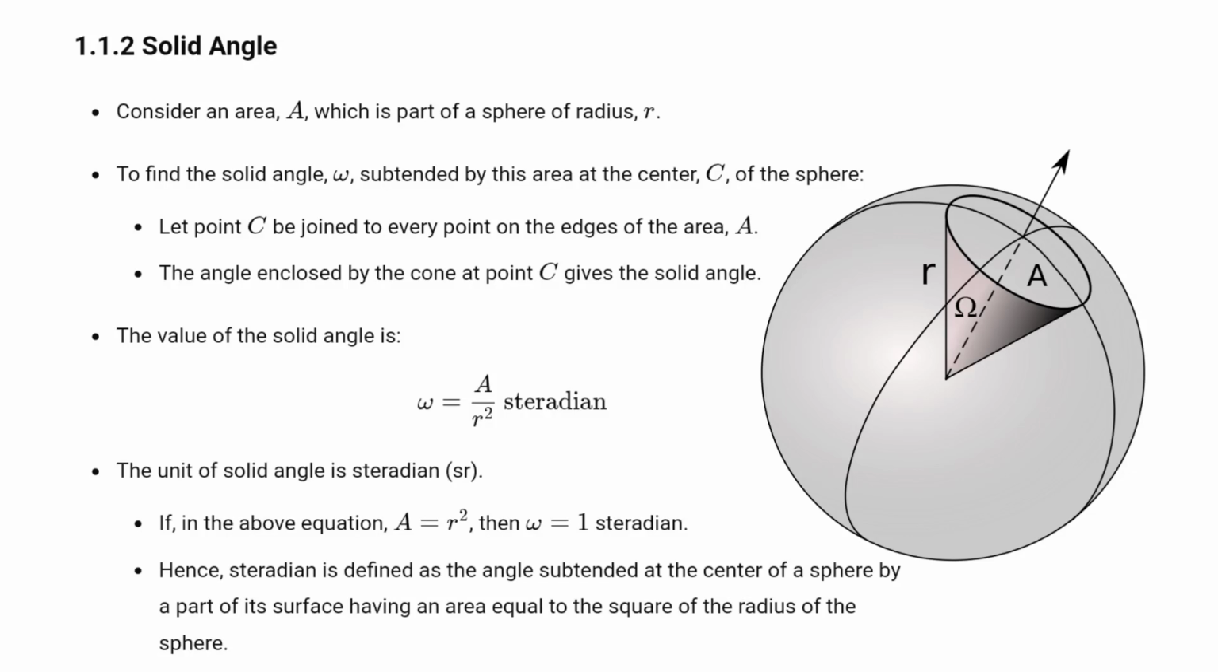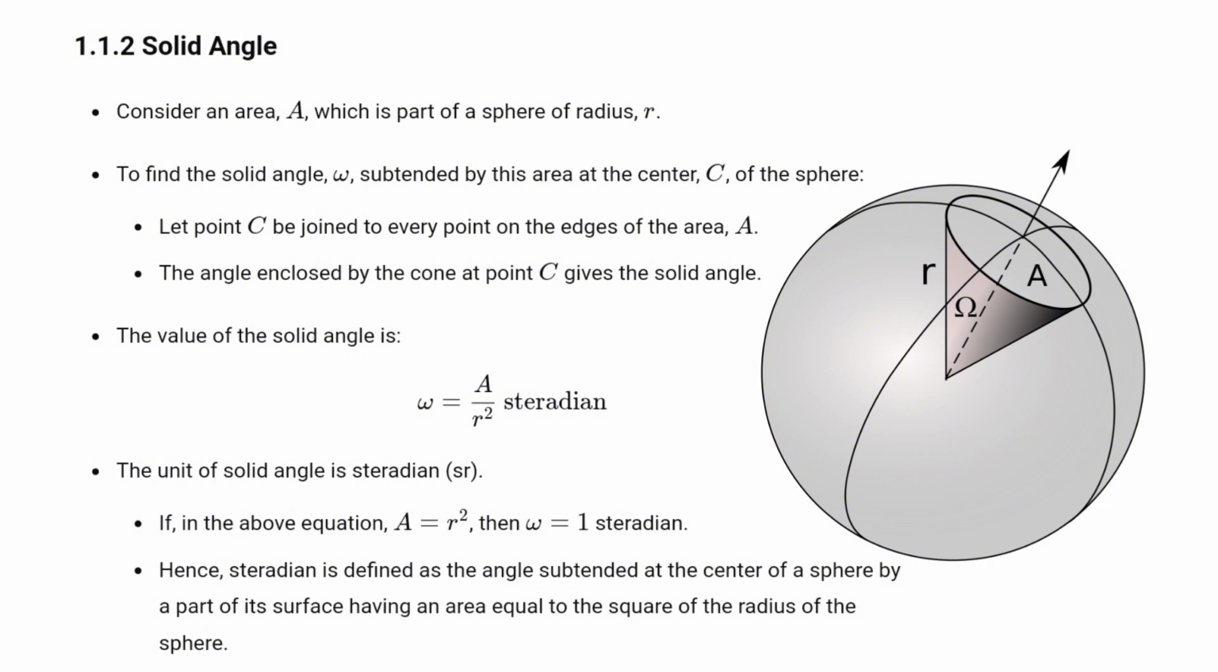Consider an area A, which is part of a sphere of radius r. Imagine a sphere like a ball and take a small part of its surface. This small part is what we call area A. The radius r is the distance from the center of the sphere to any point on its surface.